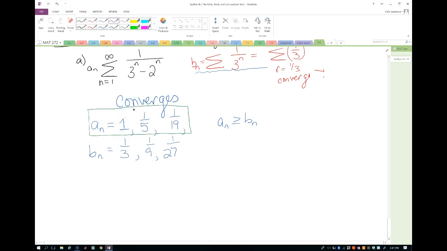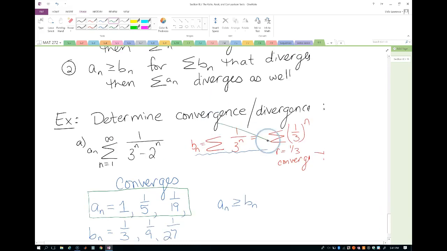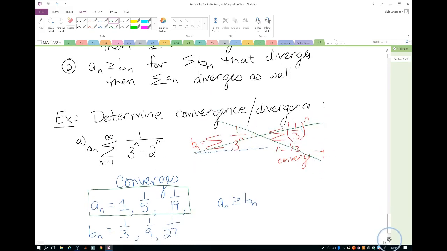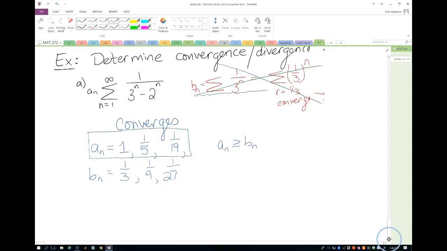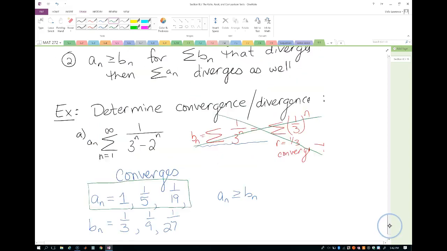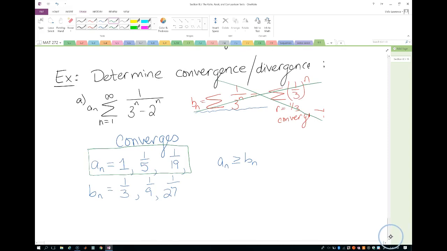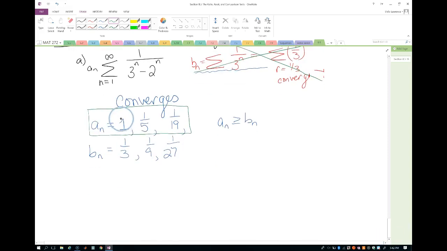It is possible that they are allowed to be equal though. So what we just figured out really is that this one is really not going to be helpful at all. If we suspect that ours converges, then we need to find a series that converges and has larger terms. So we're dealing with 1, 1/5, 1/19. We need to come up with a series for b sub n whose terms are larger than that, but also converges.